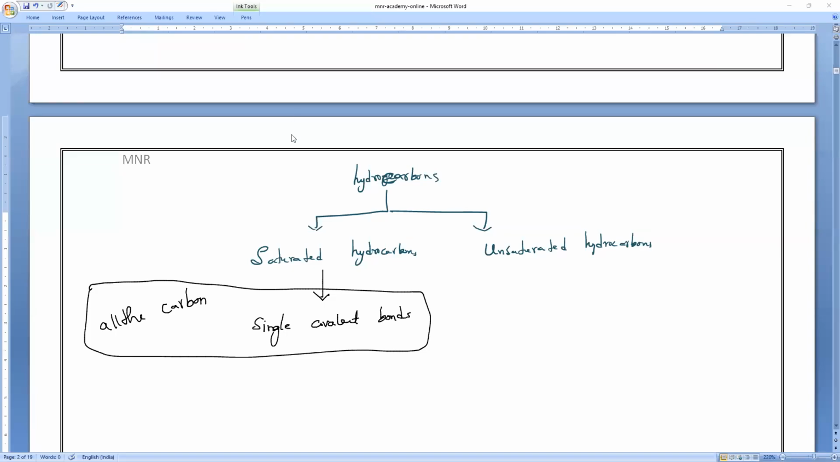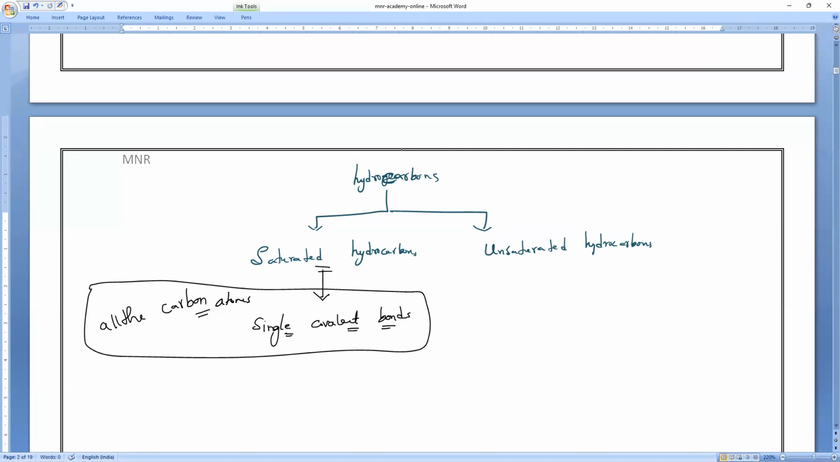So keep it in mind, saturated hydrocarbons means all the carbon atoms must have what bonds? All the carbon atoms are joined together only with a single covalent bond. Then that is called a saturated hydrocarbon. Please remember, saturated means every carbon atom in the compound must have a single bond. Please note that.